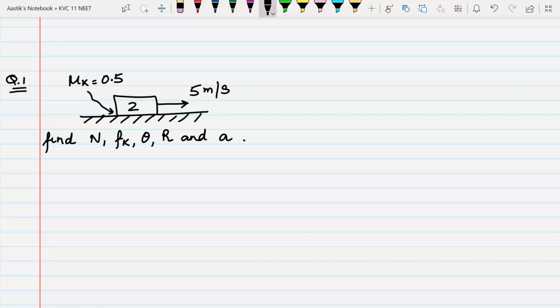Sir, yes, beta. N value equals 20. Okay. R value equals 10 root 5. Okay. A equals 5 meter per second square. Okay. Fk equals 10. Theta equals 0.5. Tan theta is equal to 0.5. Correct.